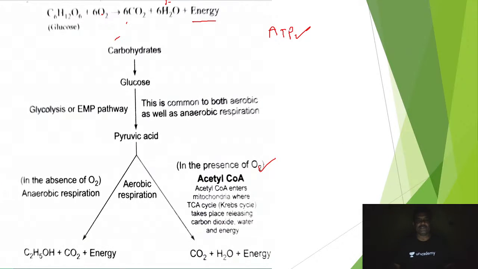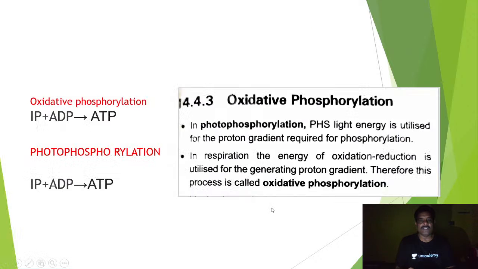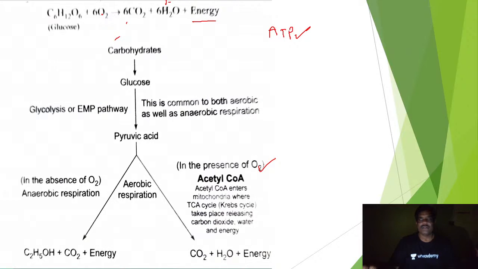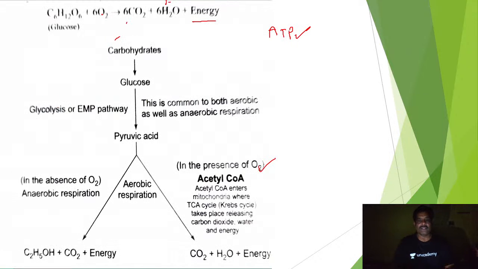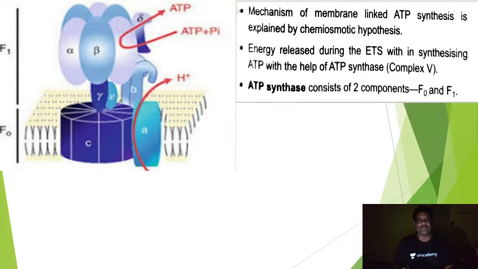But what is the important point here? Very important point: in aerobic respiration, oxygen is involved, you know very well. So here more energy is produced. So how many ATP molecules are produced here? See here, in aerobic respiration, 30 ATP molecules.